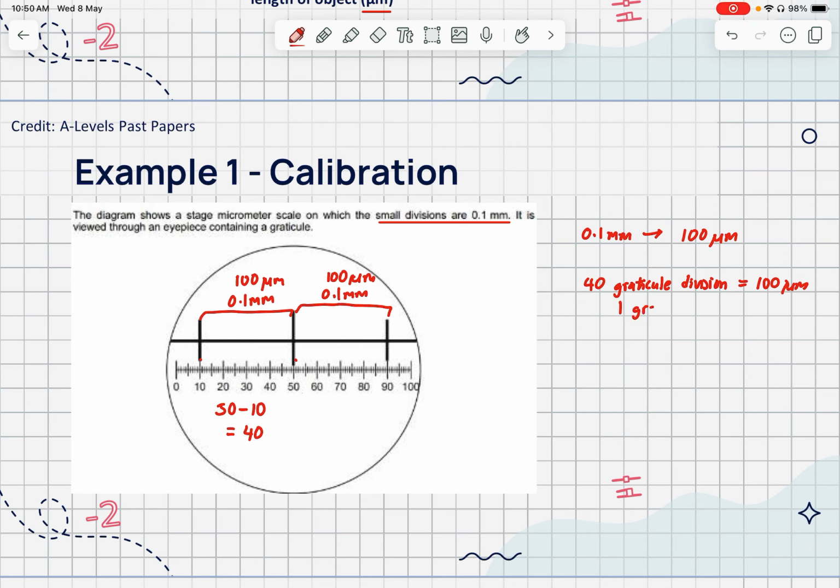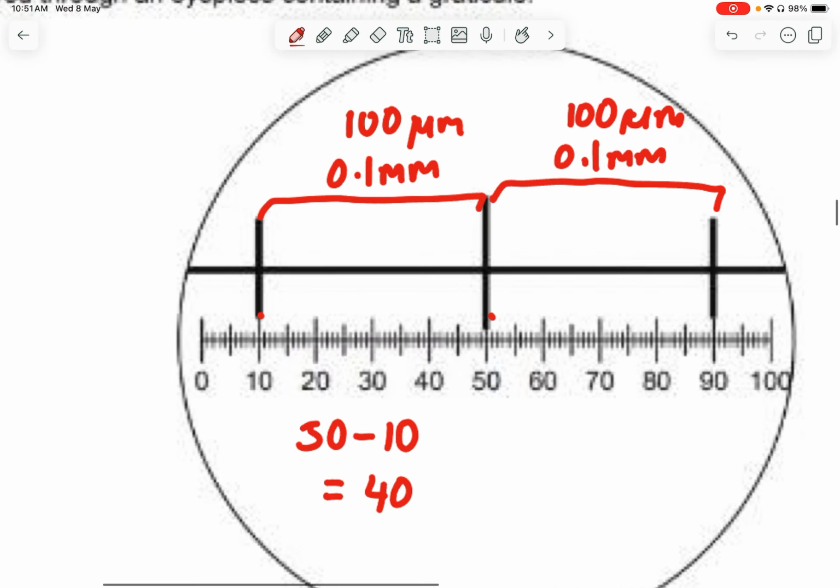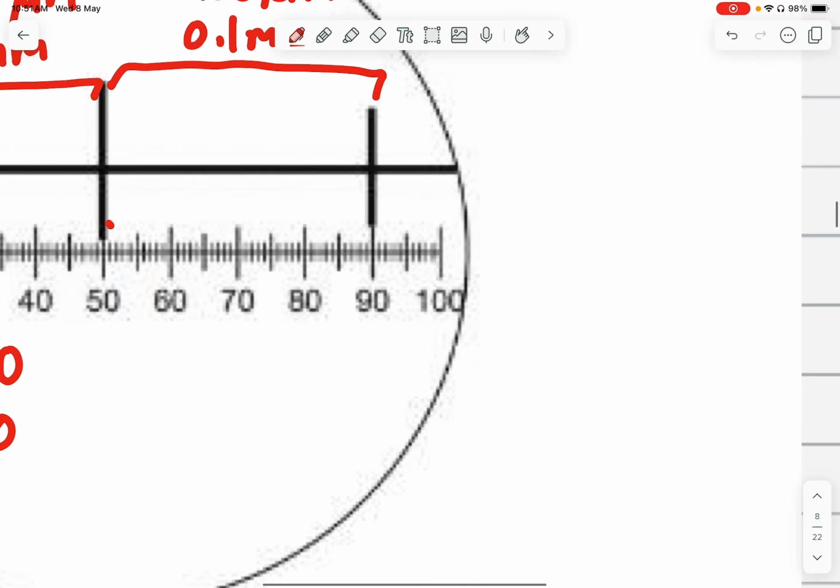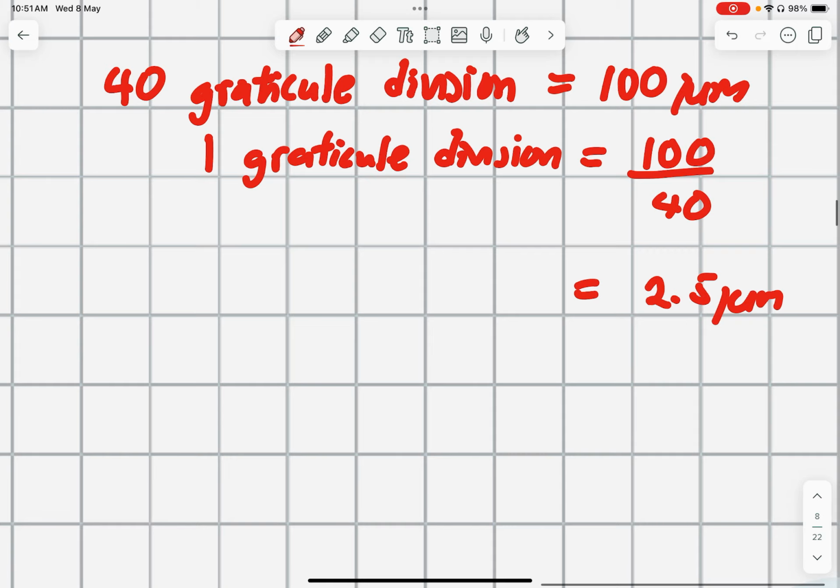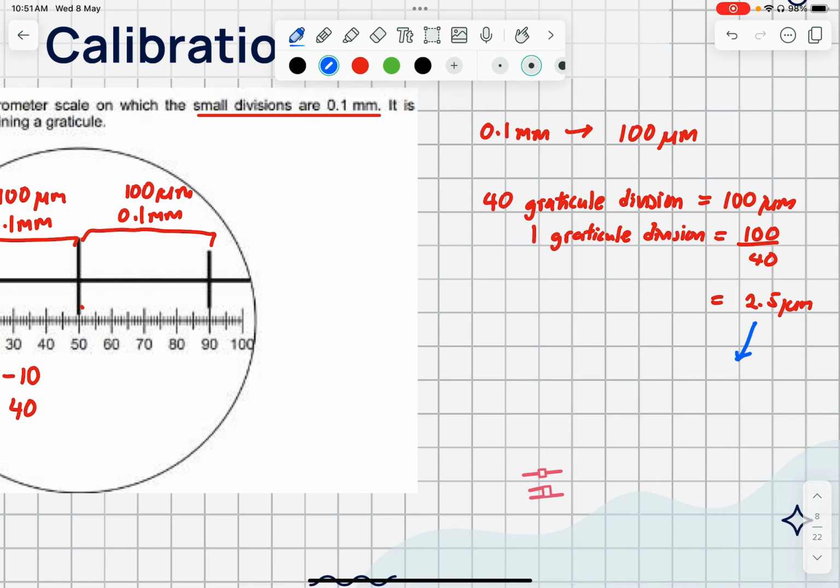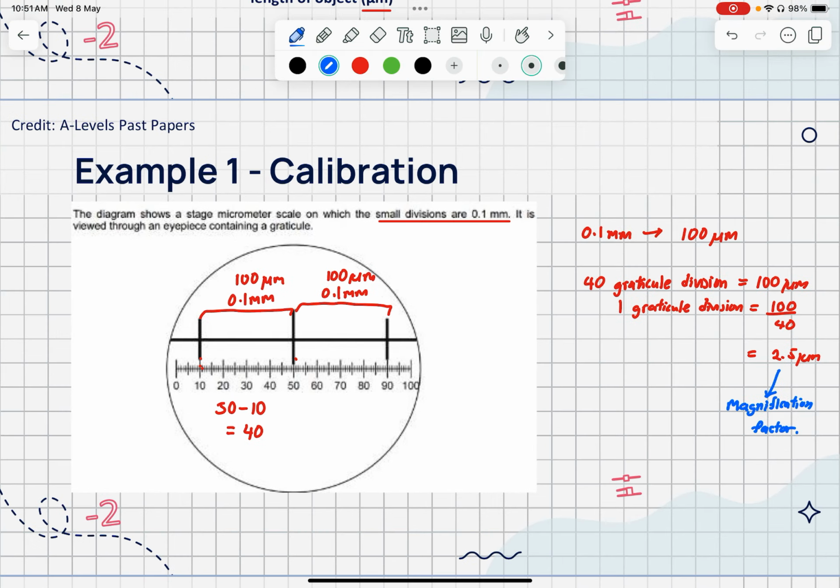So one graticule division, which is very simple, take 100 divided by 40, and you're going to get 2.5 micrometers. So what this 2.5 tells you is that from this point to this point, it is 2.5 micrometers. And that is what you call the magnification factor. Okay, so I hope you have a little bit of understanding now.